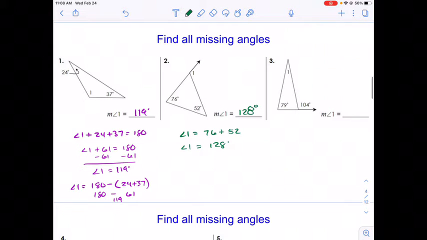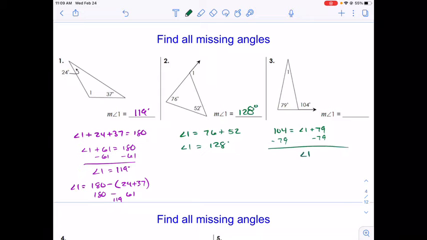All right, next one here. We notice that they give us the exterior angle, and we've got two interior angles. So we know that 104, we don't need the angle symbol here, let's take that away, is equal to angle 1 plus 79. So we just need to subtract 79, and that tells us that angle 1 is equal to 25. So 25 is our answer.